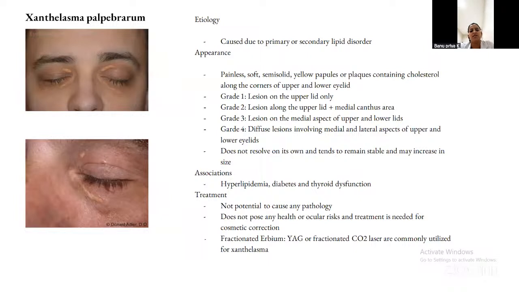Xanthelasma palpebrarum. These are cholesterol deposits seen over the lid near the lateral and medial canthus. These are benign lesions which have no harm to do with your eyes. In case of cosmetic concern, laser treatment can be undergone. Otherwise, no treatment is needed. These are benign, harmless lesions.